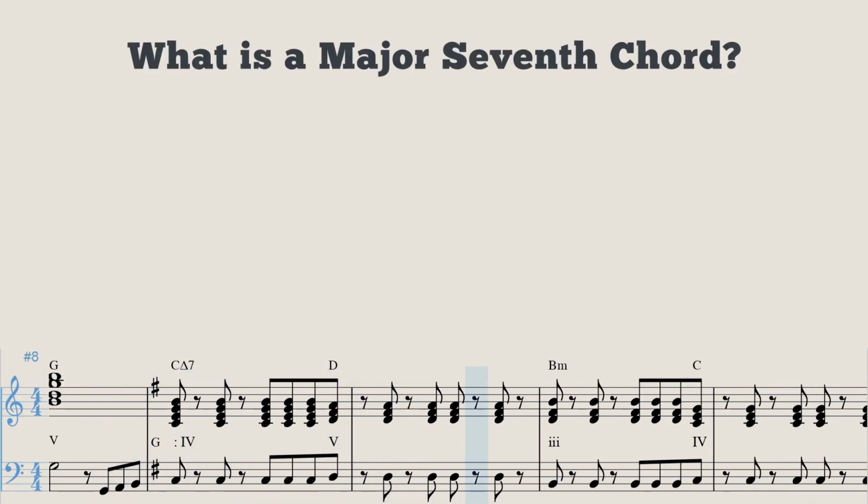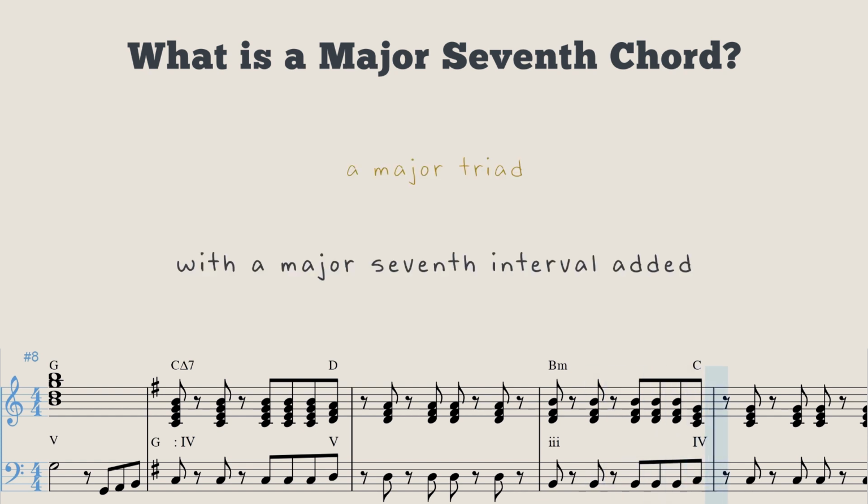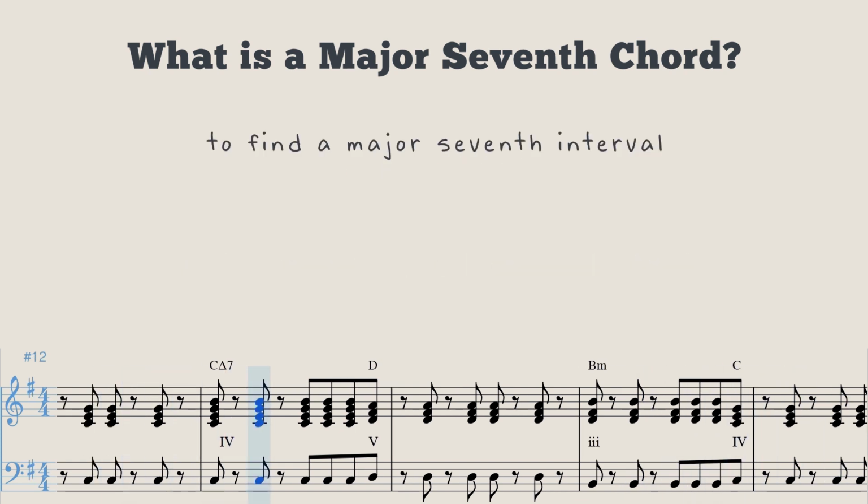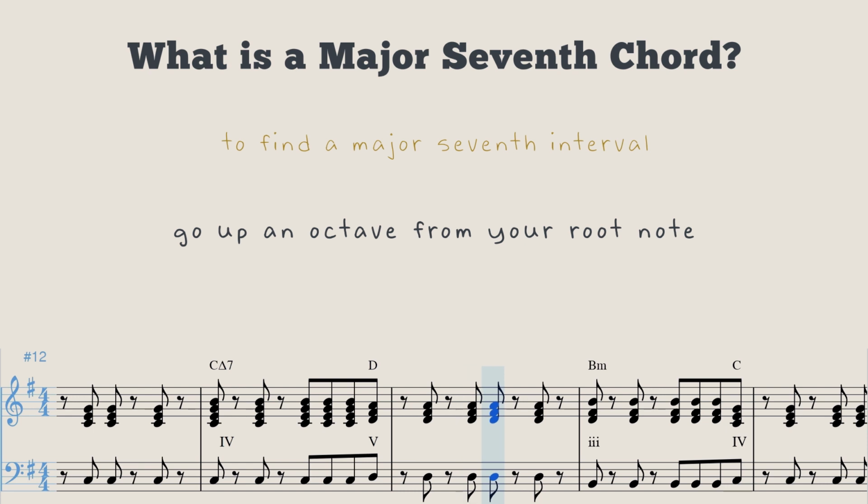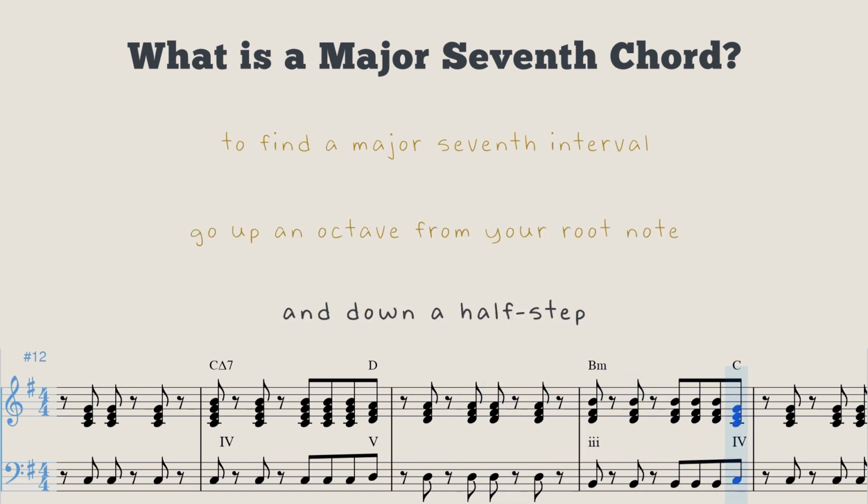A major 7th chord is a major triad with a major 7th interval added on. To find a major 7th interval, go up one octave and then down a half step.